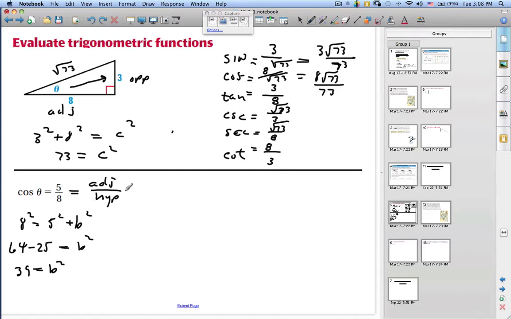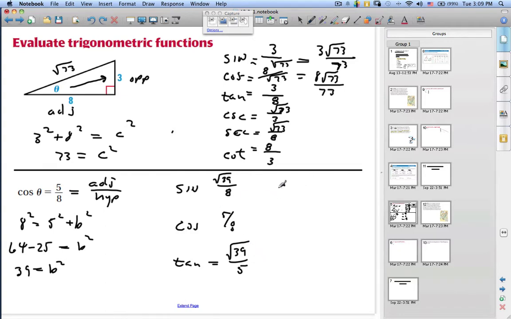So if I go through now and I want to do sine, sine is going to be root 39 over my hypotenuse, which was 8. Cosine we already have. Cosine is 5/8. And then tangent is going to be the side opposite, right, root 39, over the side adjacent, which was 5.